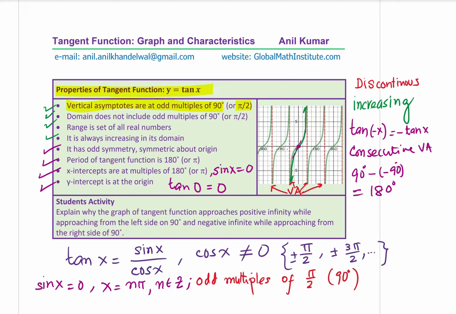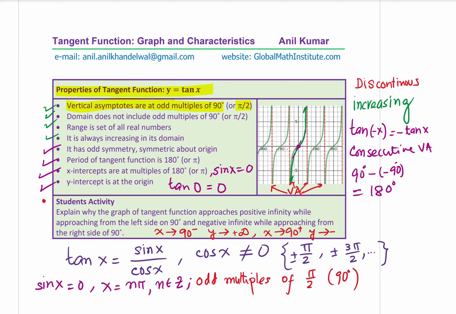Now here is a very important activity for the students. I'll encourage them to answer this question. Explain why the graph of the tangent function approaches positive infinity while approaching from the left side of 90 degrees and negative infinity while approaching from the right side of 90 degrees. So what we're trying to say here is that when x approaches 90 degrees from the left side, then y approaches positive infinity. And when x approaches 90 degrees from the right side, then y approaches negative infinity. Correct?